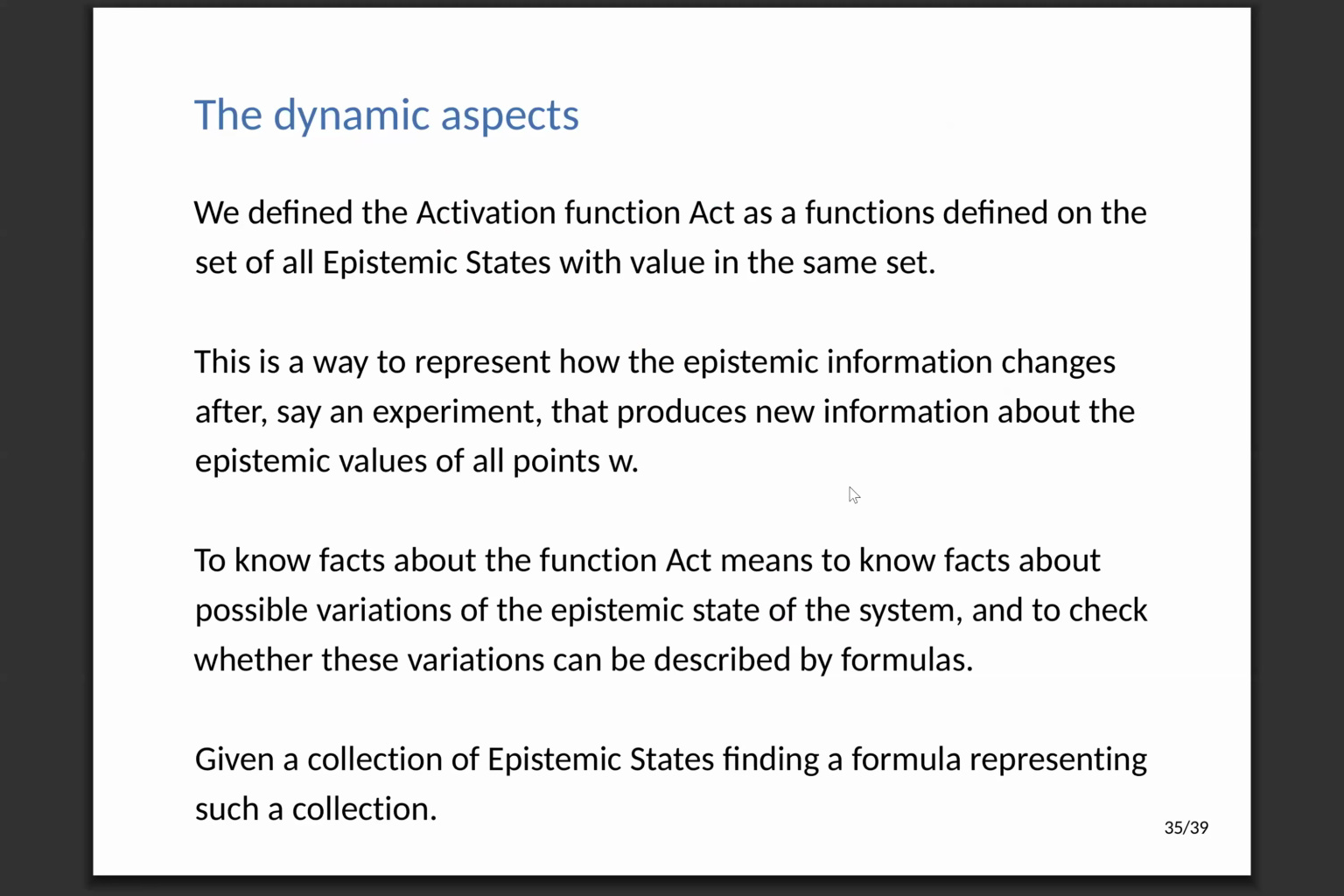So we defined the activation function act as a function defined on the set of all epistemic states with values in the same set. This is the way to represent how the epistemic information changes after, say, an experiment that produces new information about the epistemic values of all the points. To know facts about this function means to know facts about the possible variations of the epistemic state of the system, and to check whether these variations can be described by formulas. And given a collection of epistemic states, the question is how to find a formula that represents such a collection.